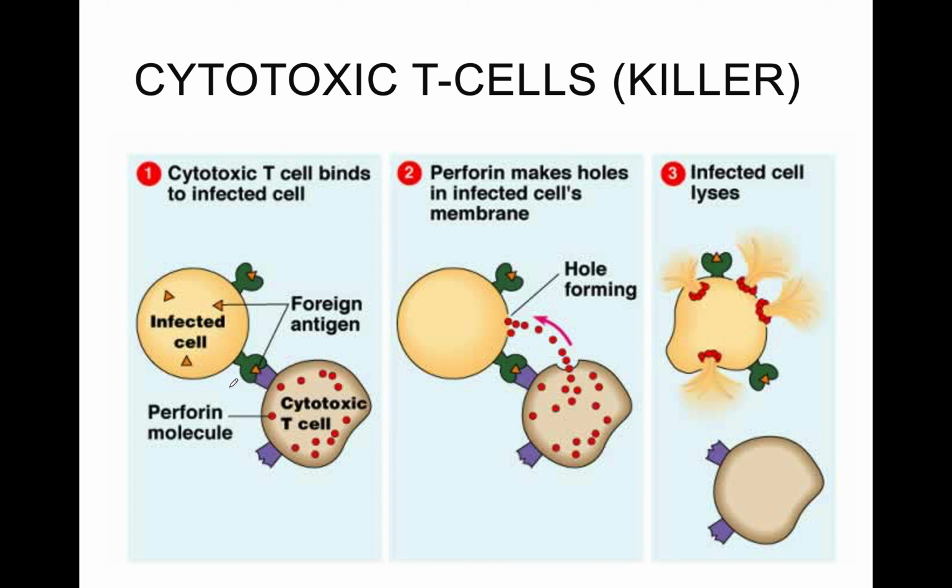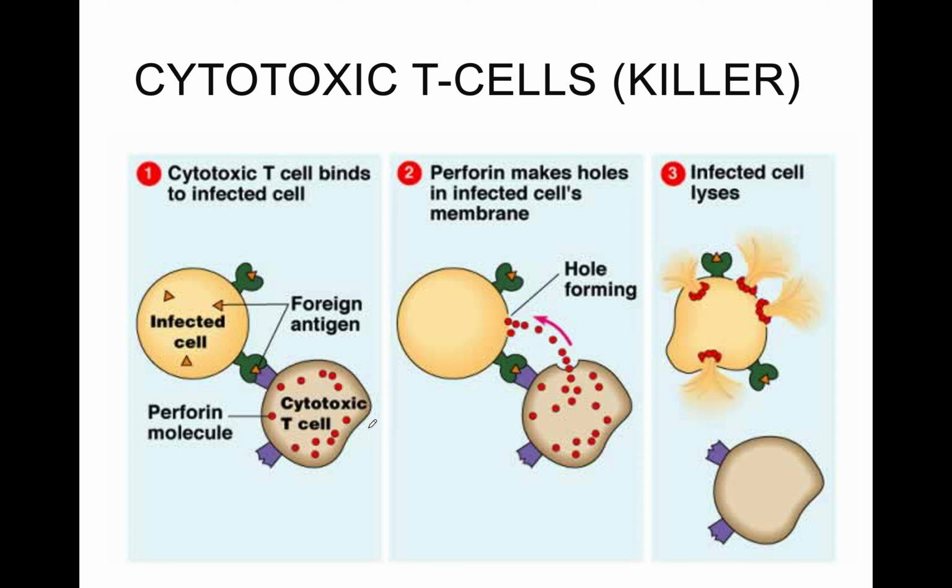So when a cell is infected by a virus, more often than not, that infected cell will present a few of the antigens on its cell surface. An activated cytotoxic T cell will move through the body looking for these infected cells, and when it comes into contact with that foreign antigen that is complementary to its receptor on the surface, that leads to a series of events that eventually causes the cell to lyse.